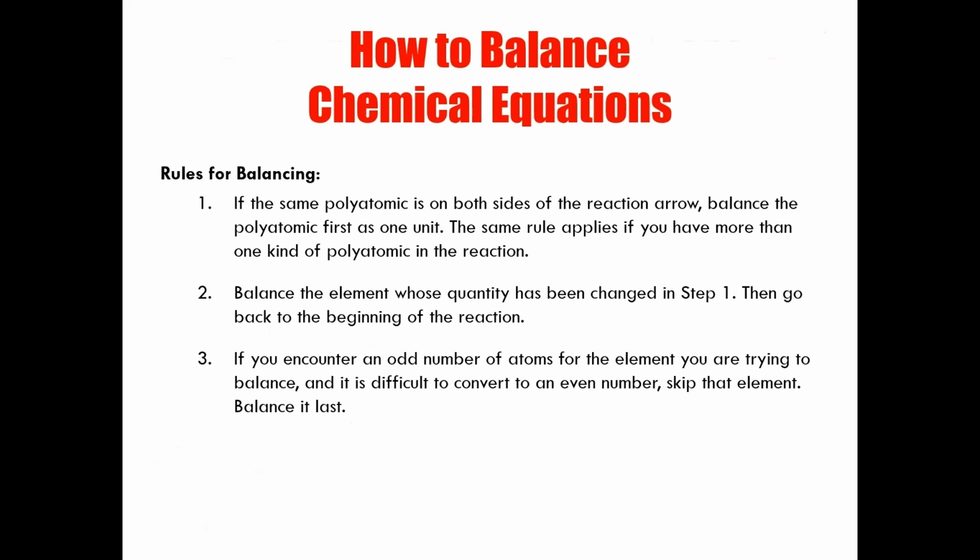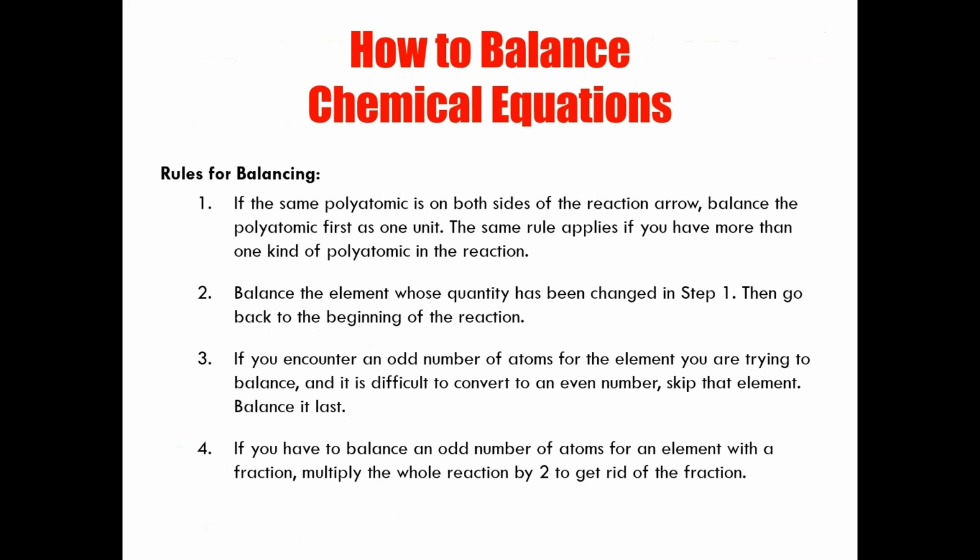Rule number 3: if you encounter an odd number of atoms for the element you are trying to balance, and it is difficult to convert to an even number, skip that element. Balance it last. And rule number 4: if you have to balance an odd number of atoms for an element with a fraction, multiply the whole reaction by 2 to get rid of the fraction.